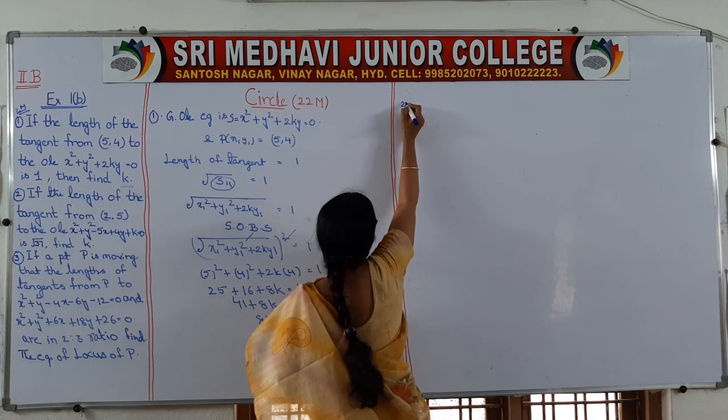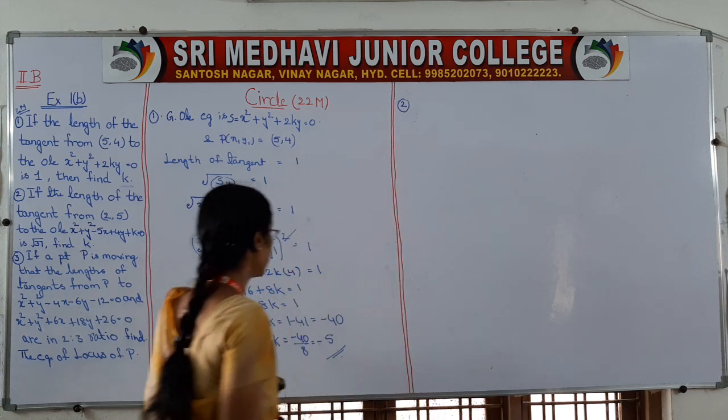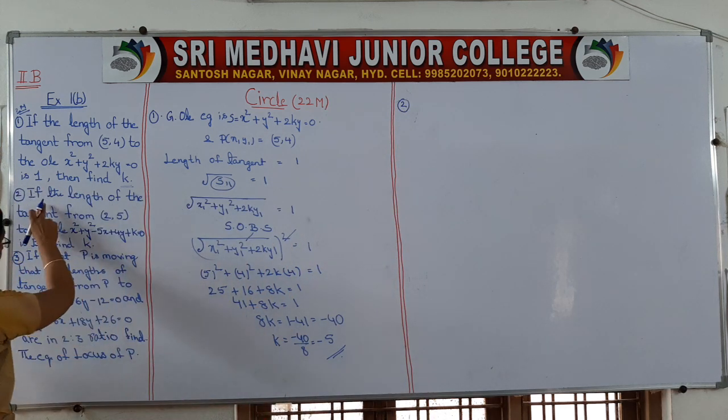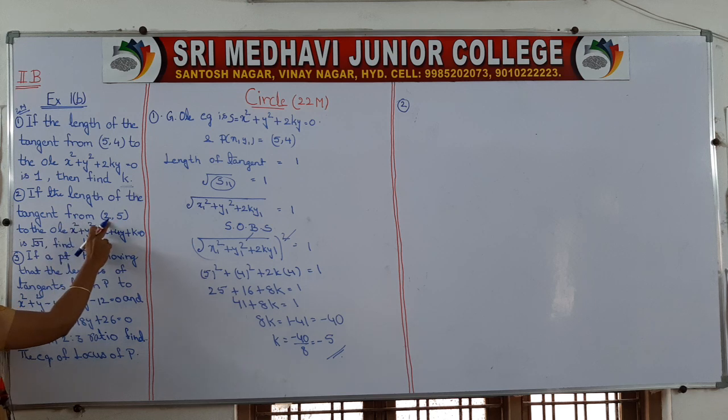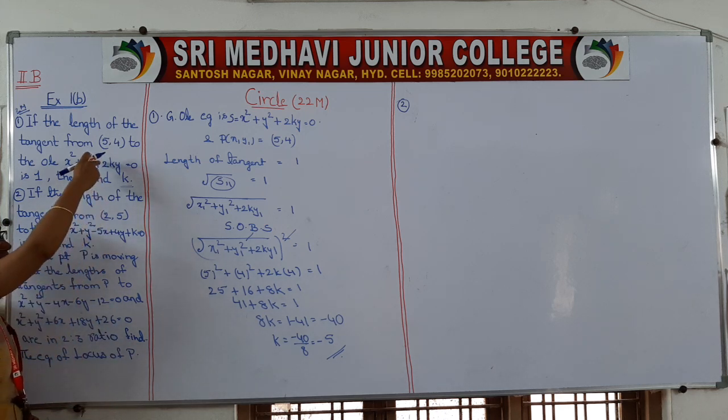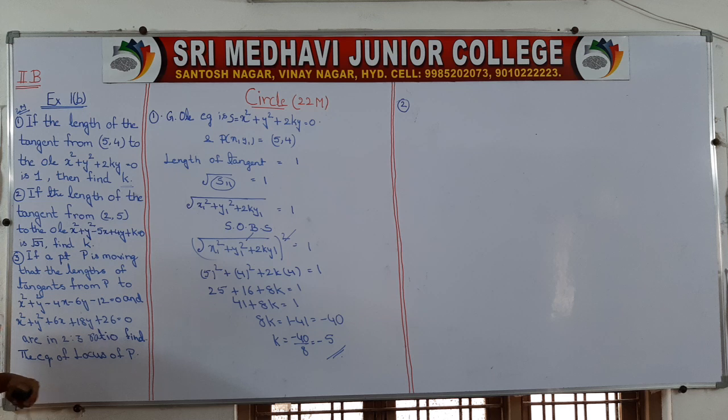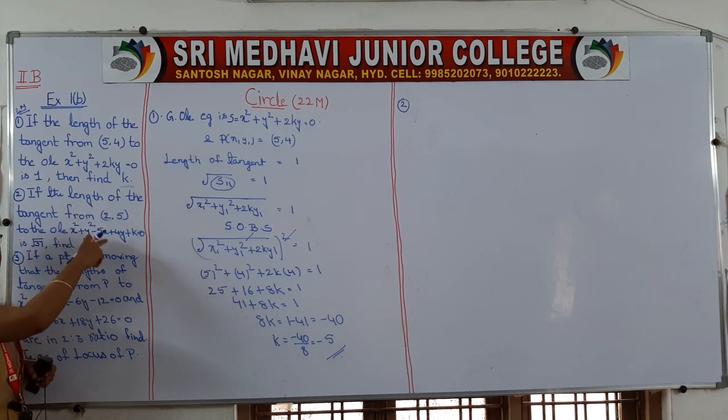Now come to the second question. If the length of the tangent from (2, 5) to this circle is root 37, find k. You can ask, madam, this second one is also the same type as the first one. Yes, both are the same, but both are very repeated and selected questions. That's why I am giving this second question also.